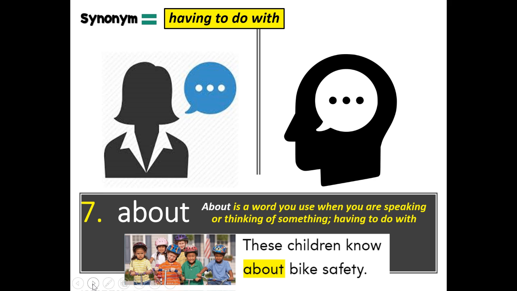These children know about bike safety. So you could say these children know everything having to do with bike safety. What does it mean? About is a word you use when you are speaking or thinking of something.